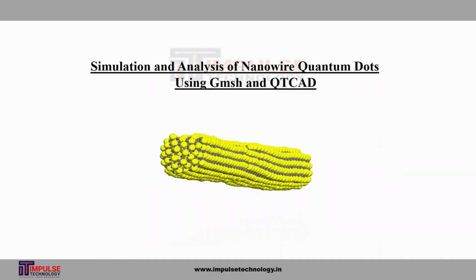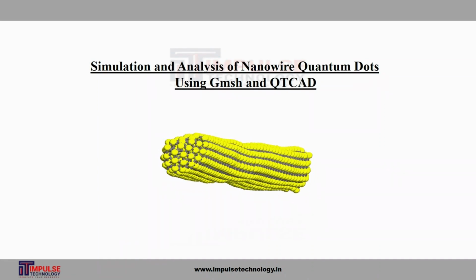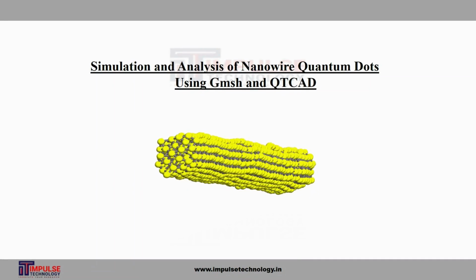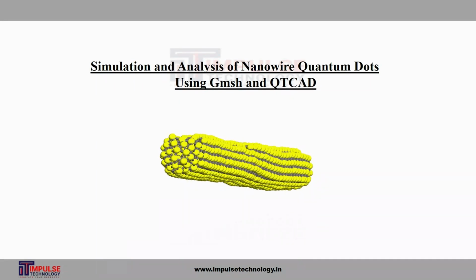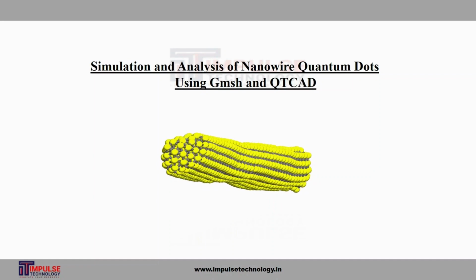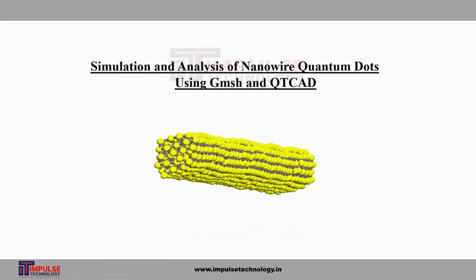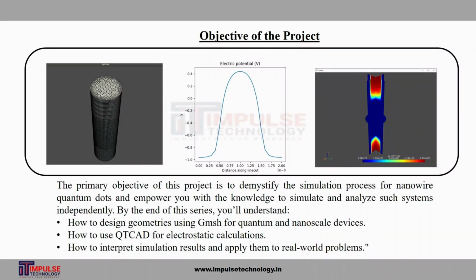In this project, I will guide you step by step from creating geometry using Gmsh to performing electrostatic calculation and analyzing results using QTCAD. Let's learn the objective of the project. The primary objective of this project is to run the simulation process for a nanowire quantum dot and empower you with the knowledge to simulate and analyze the system.